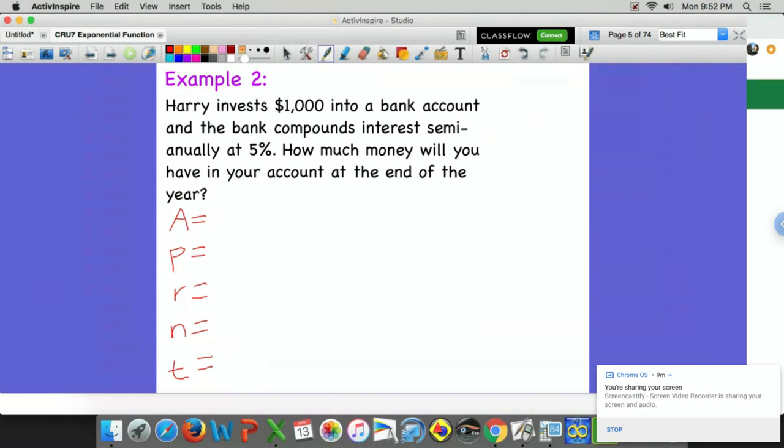Harry invests $1,000 into a bank account. So right there, we should stop. He is investing $1,000, so that is going to be our principal. It is what we are putting into or investing. So the P we know is going to be 1,000. And the bank compounds interest semi-annually. So once again, we look for that compound word, and that's going to give us our N. It says semi-annually, so that means the N is going to be 2. At 5%, so R, your rate, is going to be 5%.